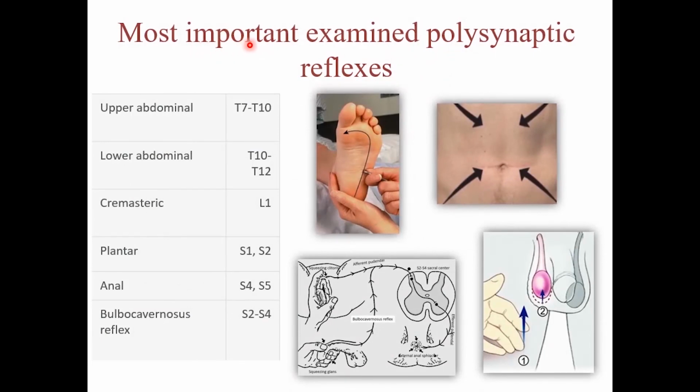Regarding the polysynaptic reflexes, some of the most important examined reflexes are the upper and lower abdominal reflexes, which can be tested by lightly stroking the abdominal wall diagonally towards the umbilicus, which leads to contraction of the abdominal wall and the umbilicus twitches toward the stimulus. Also, the cremasteric reflex, which can be tested by stroking the inner aspect of the skin of the thigh, which leads to pull up of the ipsilateral testicle due to contraction of the cremasteric muscle.